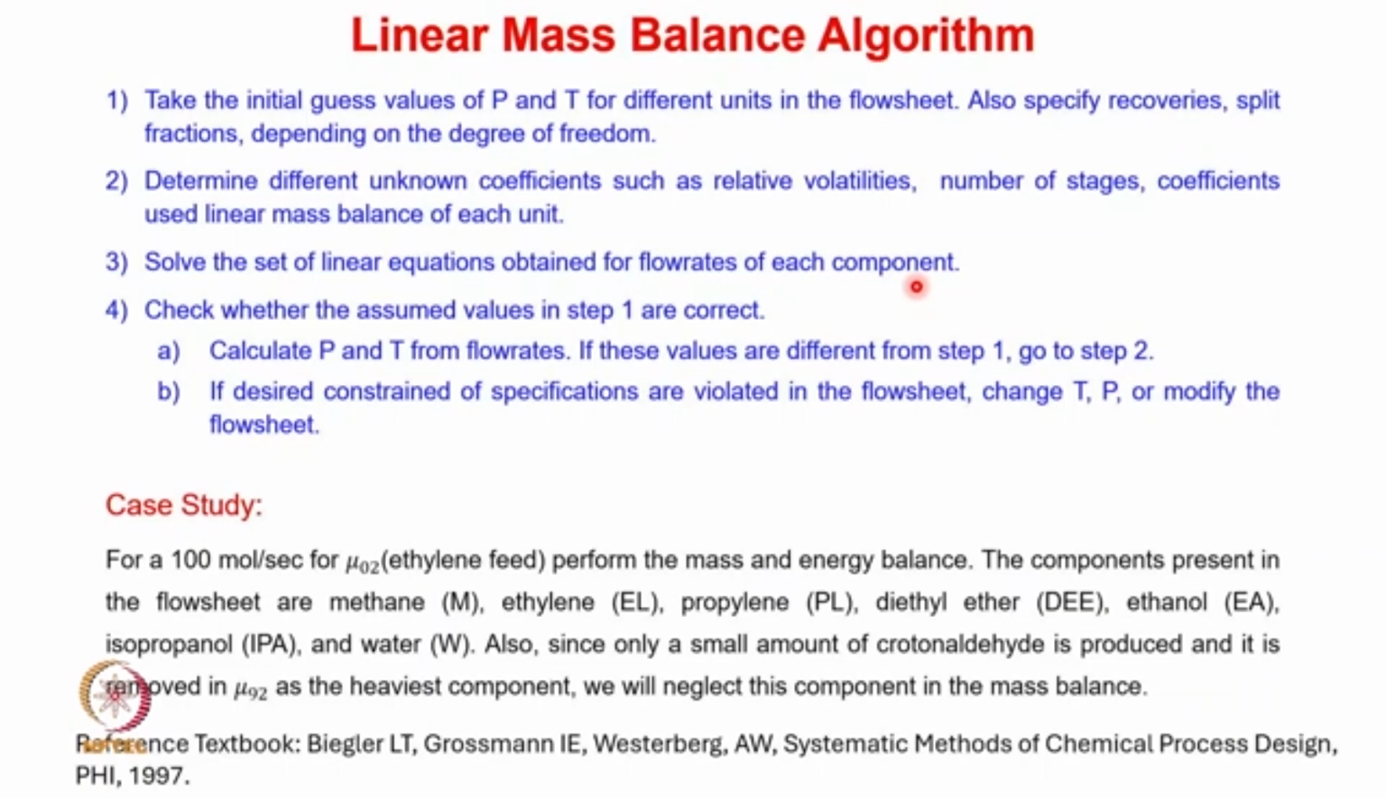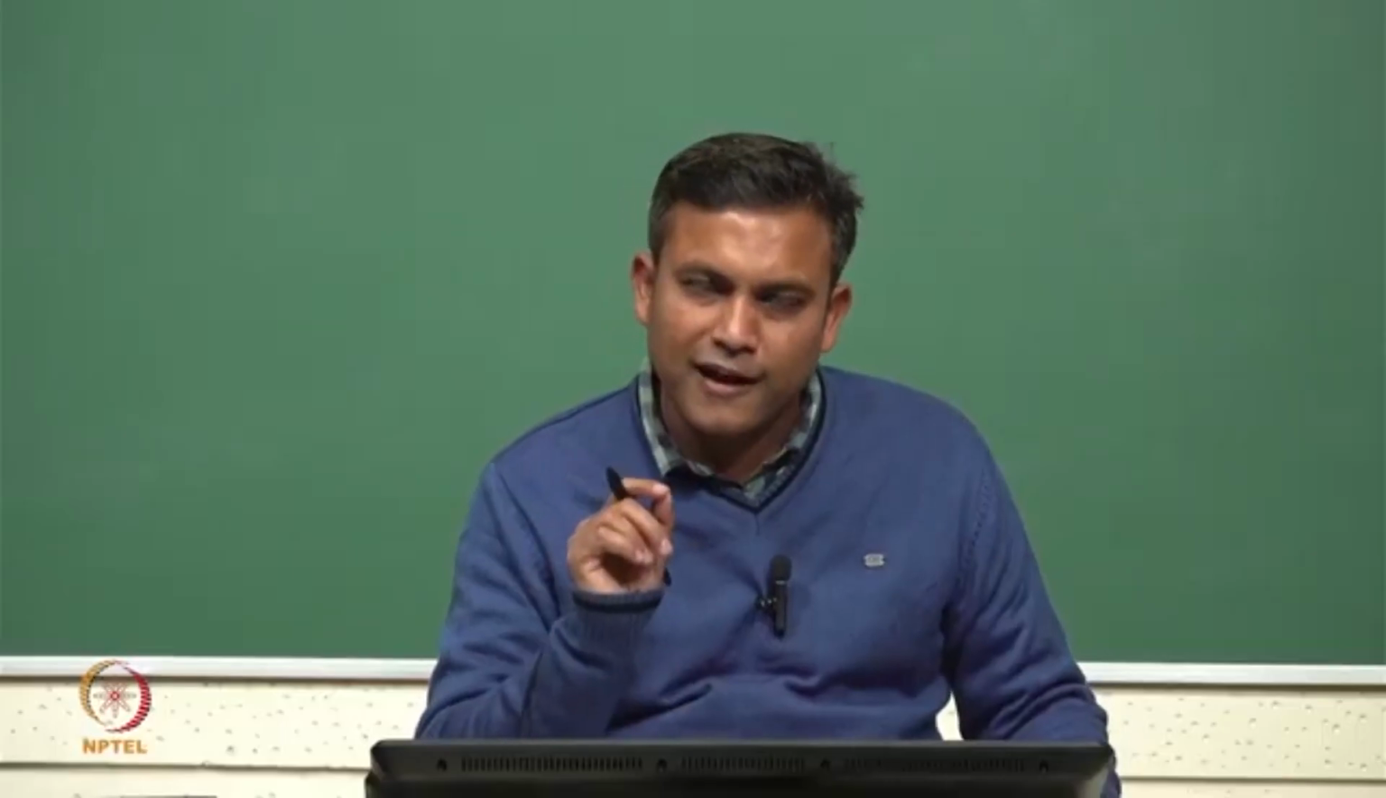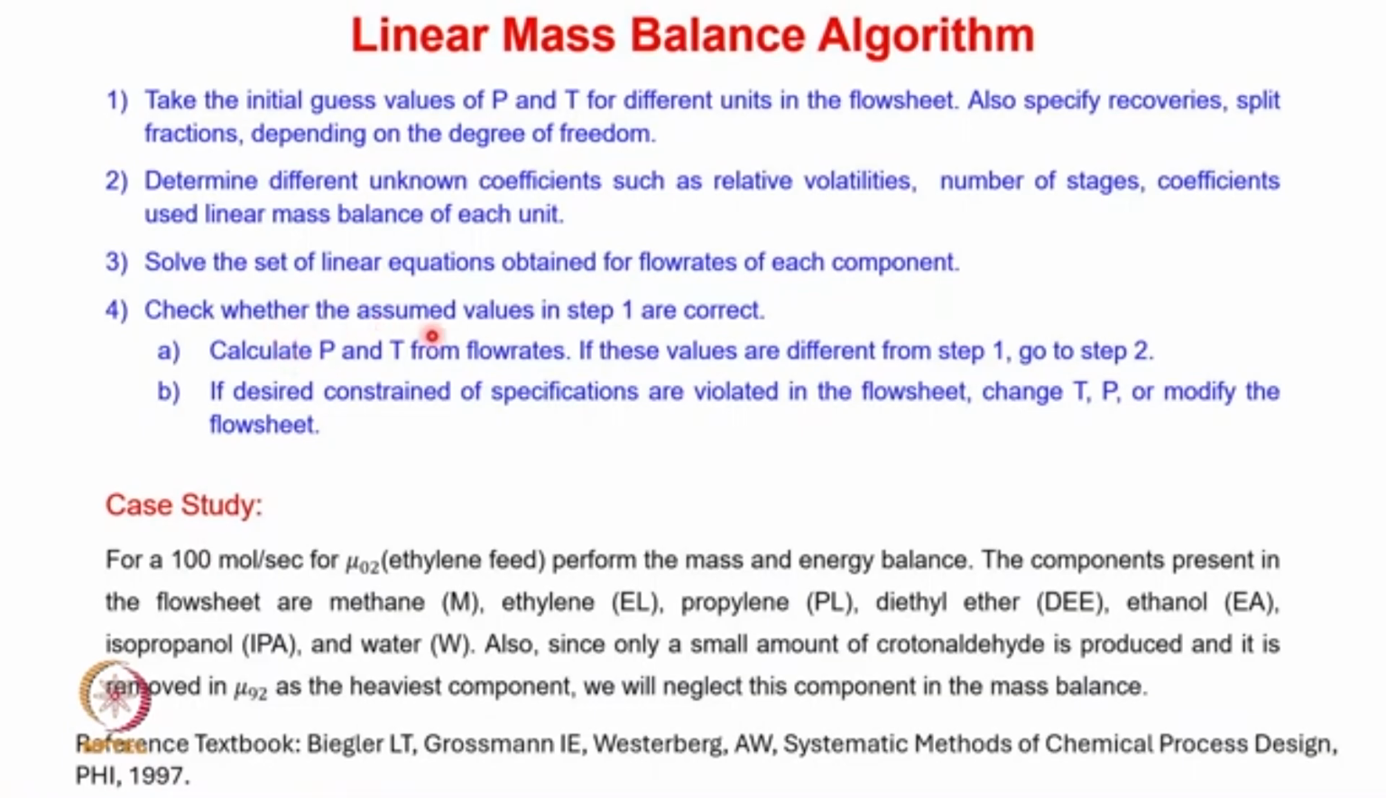Once the flow rate of each of the components is obtained, we have to check whether the assumed values of temperature, pressure and the split fractions actually satisfy these or not. So based on this flow rate, we again calculate pressure and temperatures, and if these values are different from step 1 which we assumed, then we have to go back to step 2 and do all the calculations here.